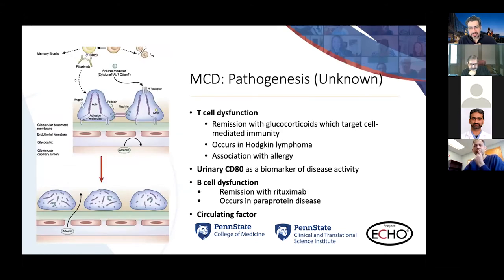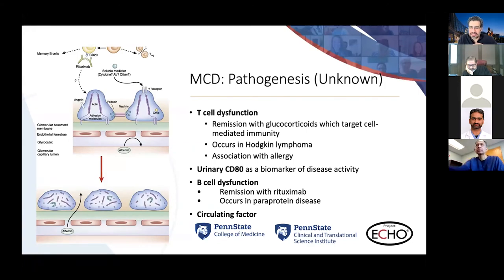But pathogenesis, although we have made a lot of progress, is still not completely known. Is this a T cell problem, a B cell problem, a combination of both? Because you are making some assumptions based on some association: T cell, good remission with glucocorticoid, occurs in Hodgkin's as a secondary. It has some association with allergies.